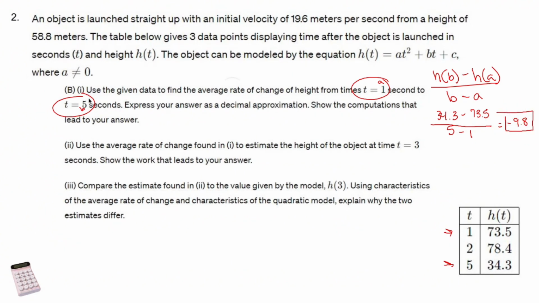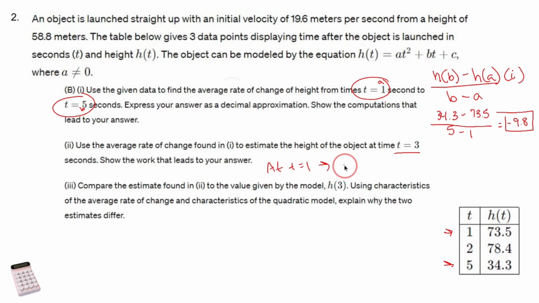Okay, so that is B part 1, part I. Use the average rate of change found in I to estimate the height of the object at time t equals 3. Well, what the average rate of change does is it says if we were to start somewhere, if we were to go somewhere, how much is this changing per interval? What this is saying is from beginning to end, or at least from 1 to 5, this goes down by 9.8 meters every second.